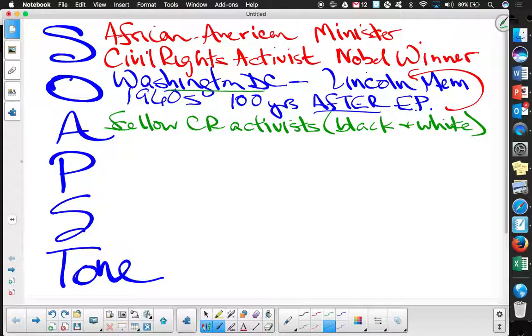Why speak in DC? From an audience standpoint, probably also want to make yourself known to the U.S. government. Who is in charge of making sure that all the things that Lincoln was doing before is being carried out appropriately and in a timely manner? He doesn't think that's the case 100 years later. Anybody else?